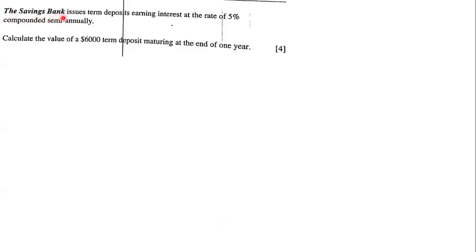The savings bank issues term deposits earning interest at the rate of 5% compounded semi-annually. Calculate the value of a $6,000 term deposit maturing at the end of 1 year.